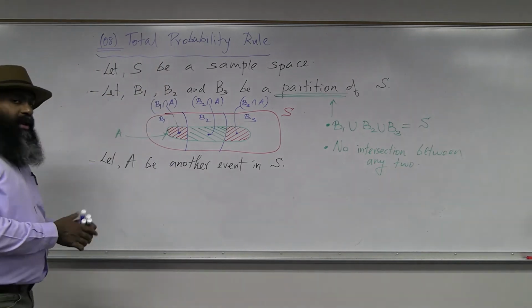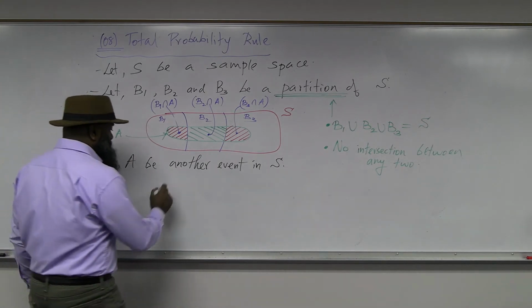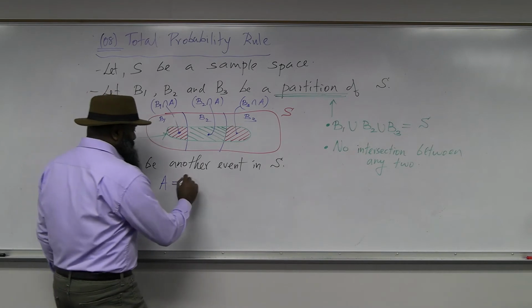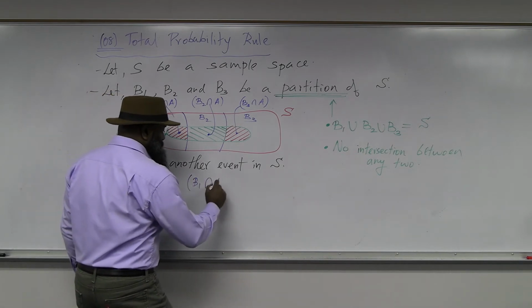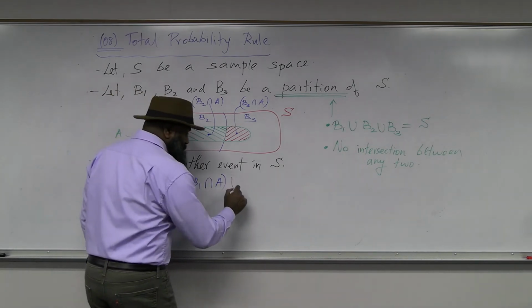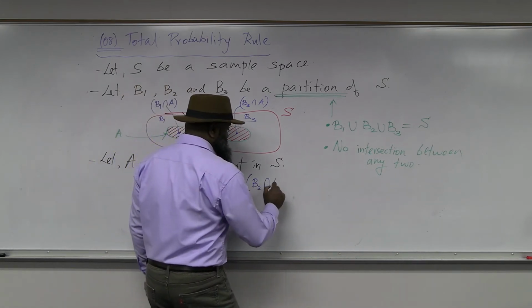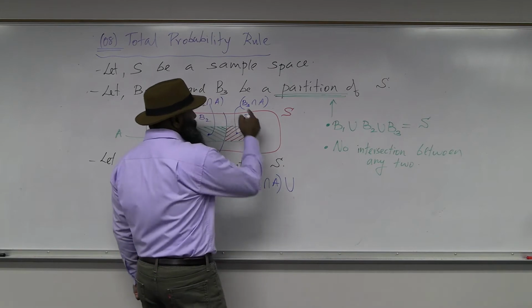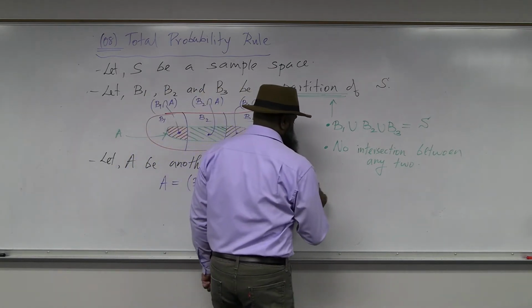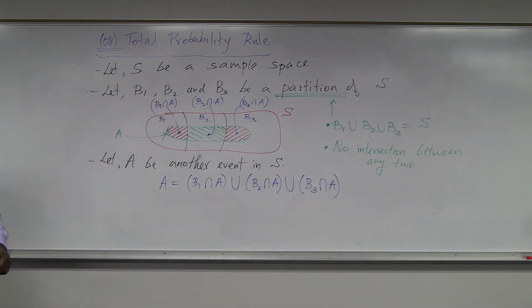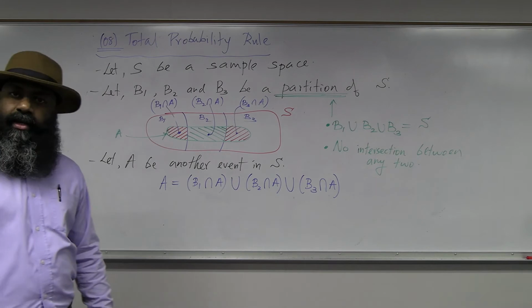So I will write down an equation for that. A is equal to B1 intersection A, union B2 intersection A, union B3 intersection A. Correct.